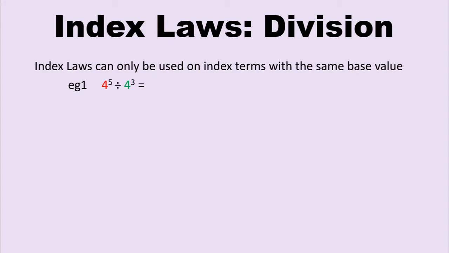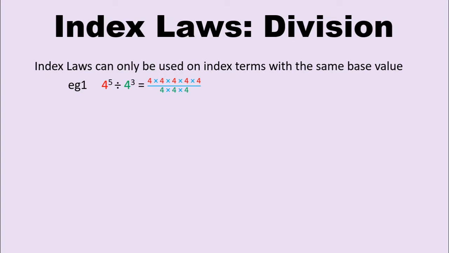Let's expand this out again so that you can see where the law comes from. This means 5 4's are being multiplied together, and that result is being divided by 3 4's multiplied together. We can simplify this fraction by dividing both top and bottom by the common factors. They both have 3 4's in common. If I divide the top by 4 3 times, I would just be left with 2 4's. So 4 to the power of 2.